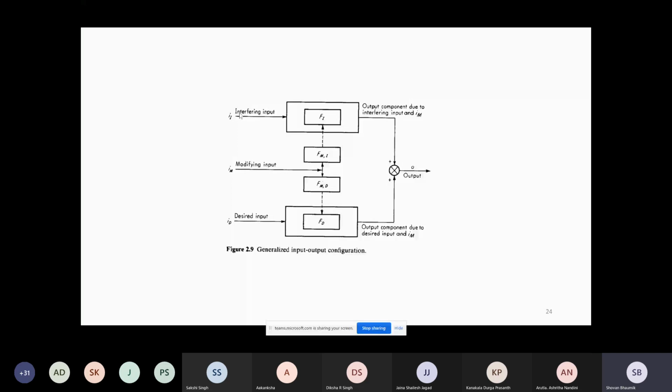So I want the desired input, I want output only for the desired input, but there is another input which is coming into the output which I don't want. So this is called the interfering input. So here that's what is written.